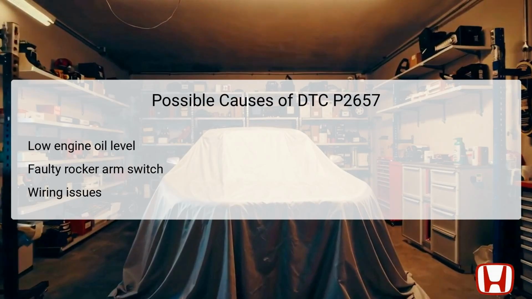First and foremost is a low engine oil level. Insufficient oil can prevent the rocker arm oil pressure switch from functioning correctly, leading to inaccurate readings. Additionally, the rocker arm oil pressure switch itself may become faulty over time due to wear and age, causing it to output erroneous voltage signals. Another potential issue lies in the wiring associated with the switch. Damaged or corroded wires can not only fail to transmit signals reliably, but may also short-circuit, resulting in the high voltage condition indicated by the DTC. Thus, a thorough examination of these elements is essential in resolving the issue.